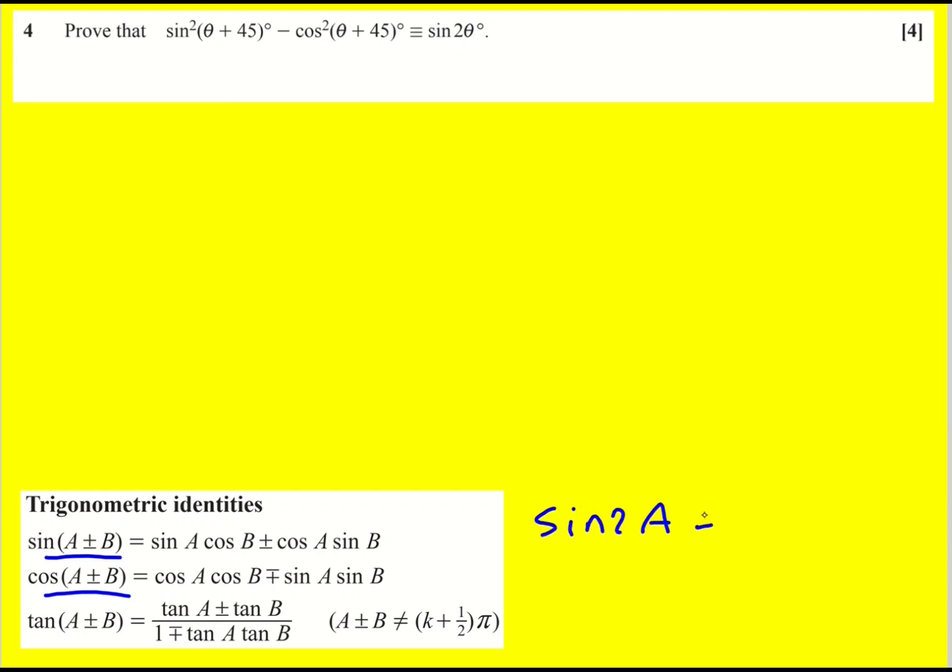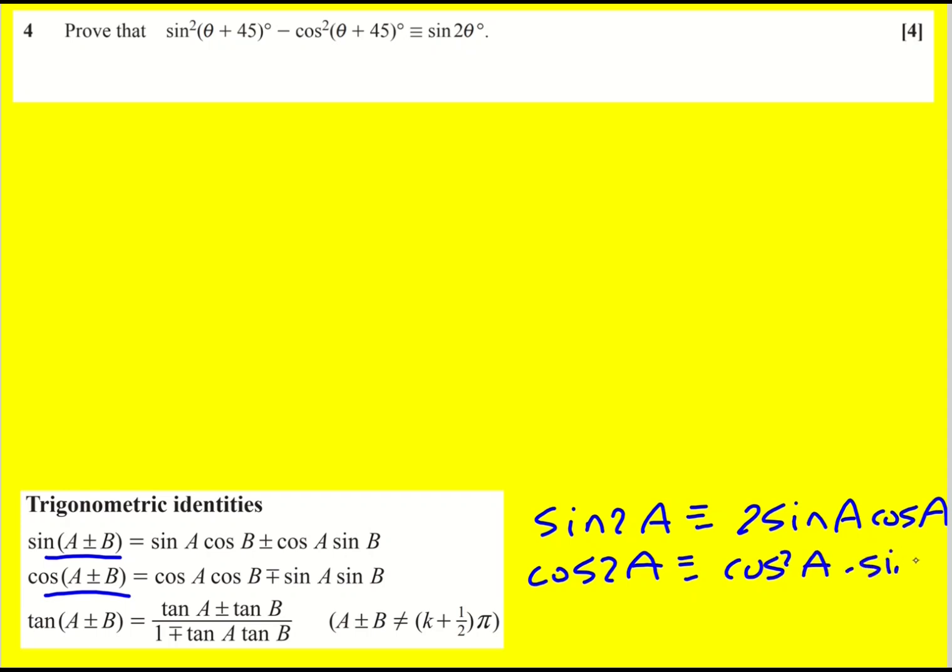Sine 2a is 2 sine a cos a. Cos 2a is cos squared a minus sine squared a. And there's another two versions of that. You could also write it as 2 cos squared a minus 1 or 1 minus 2 sine squared a. We don't need those here, but have these at your fingertips if you can.